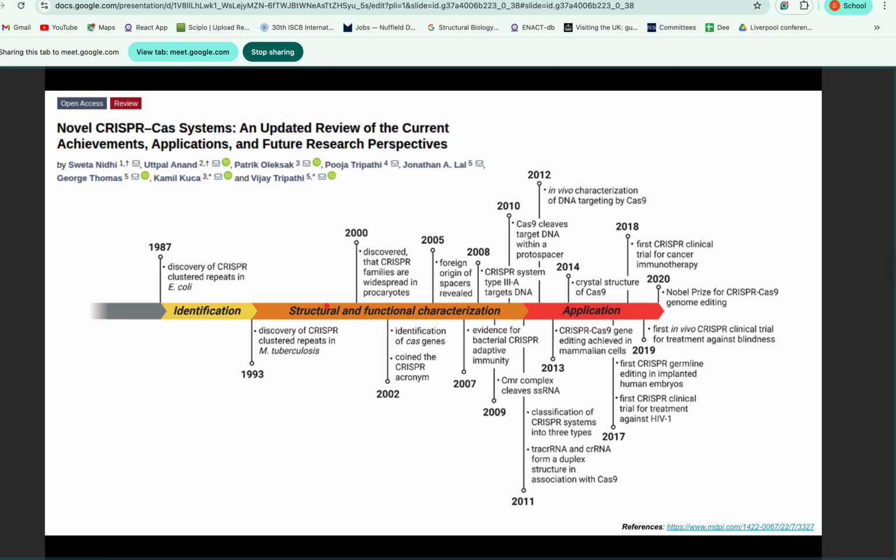If you're interested to read more, then this is the review in which they have discussed, one by one, the different technological advancements which were made, how it was identified, how its structure and function were characterized, and what the applications are. So till 2020, everything is mentioned in this review. If you're interested, you can go through this. Everything that is mentioned here, we have covered in the previous slides only.